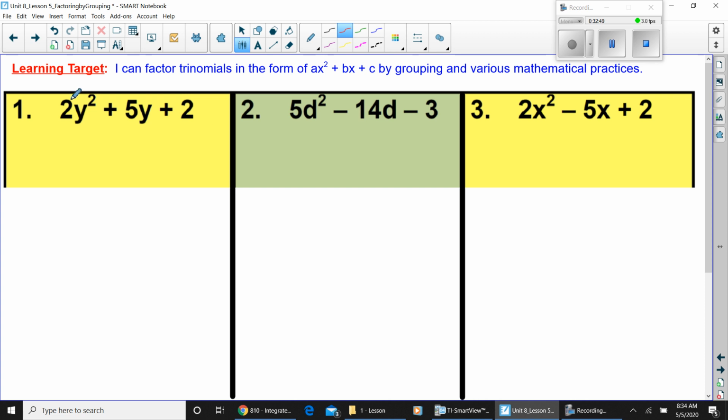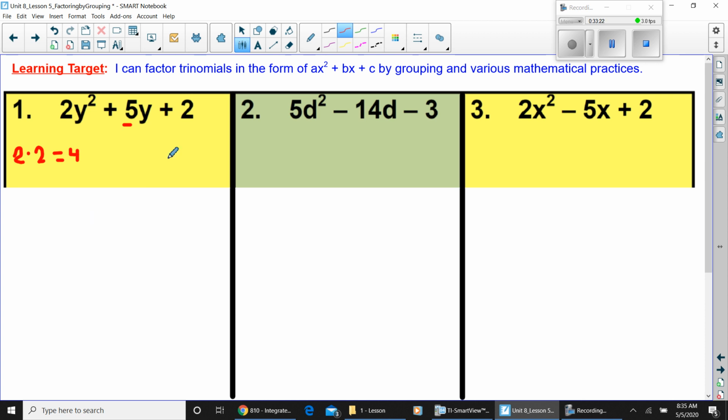So you have to factor by grouping. You're going to multiply A times C. The first thing I'm going to put down on the page is 2 times 2, and I am going to get 4. Now I have to look for two numbers that multiply to 4 and that add to 5.